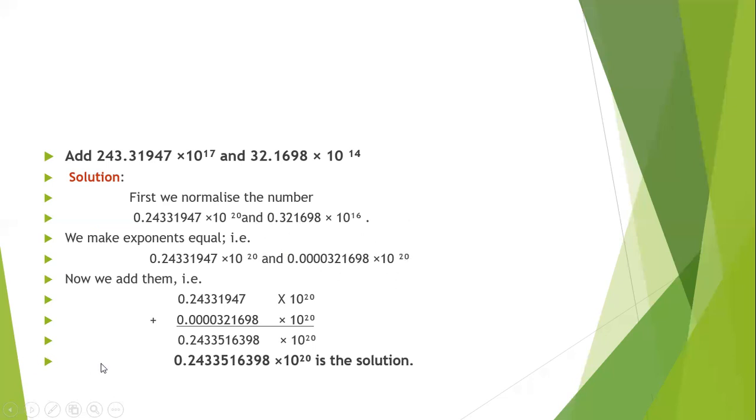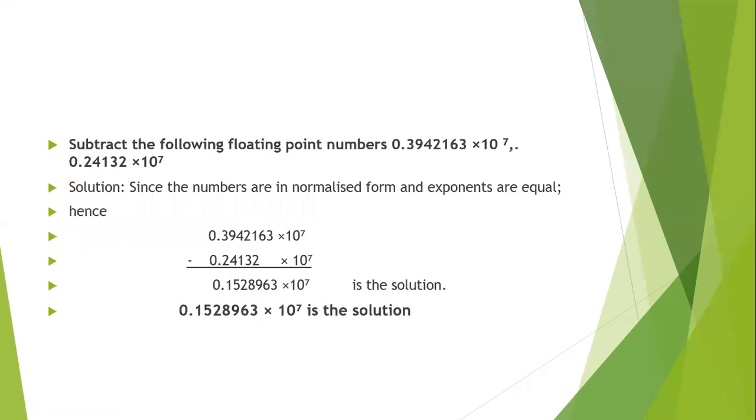Now we add the numbers directly. After the addition, the result is 0.2433516398 into 10 raised to 20. The answer is in normalized floating point form. Therefore, this is your final answer: 0.2433516398 into 10 raised to 20. This is the final answer after the addition of these two numbers, in normalized floating point form.